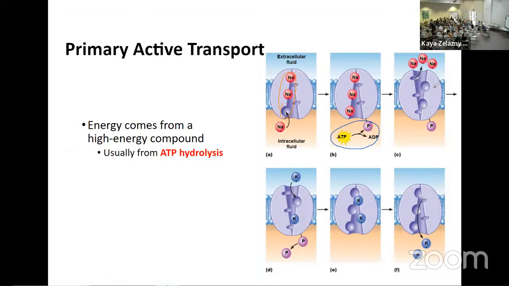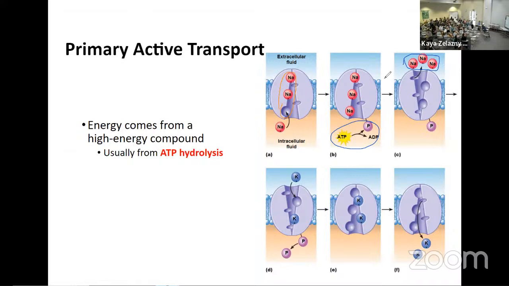Once we break that, we use that energy to flip the sodium out to the outside of the cell. So our sodium is now out in the extracellular fluid, increasing sodium concentration outside the cell. We'll see that'll be important in a lot of our different cell types. But we're not done. We want to go back to our original state, right?